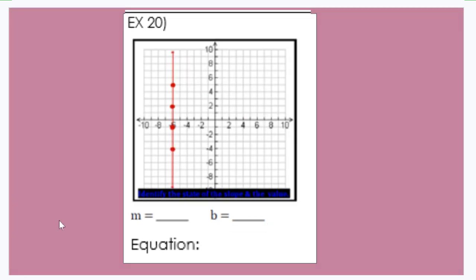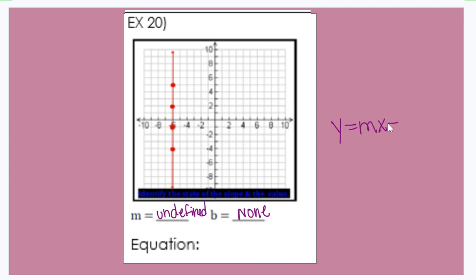All right, number 20, this one is our vertical line. What kind of slope did we say our vertical line has? It has an undefined slope. All right, let's find our b. Follow that y-axis up. Where does it cross the y-axis? This red line never crosses this y-axis, so there isn't one. None. It doesn't exist.